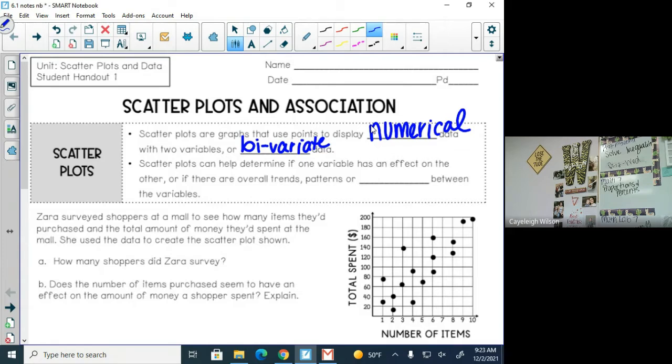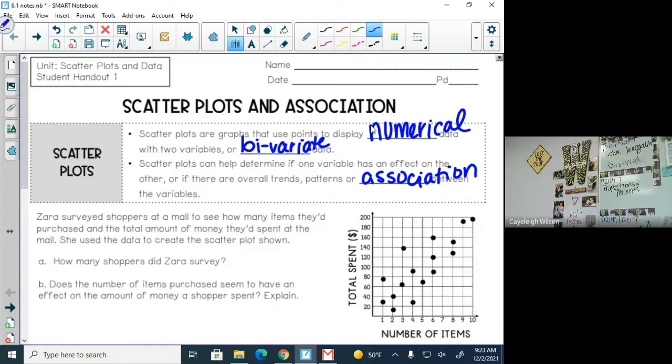Scatter plots can help determine if one variable has an effect on the other, or if there are overall trends, patterns, or association between the variables. So association is how those points are associated with each other. And there are three types of associations that we're going to talk about today, and that's the main focus of today: when I look at this scatter plot, do I know what that relationship is between the data that we see on there?